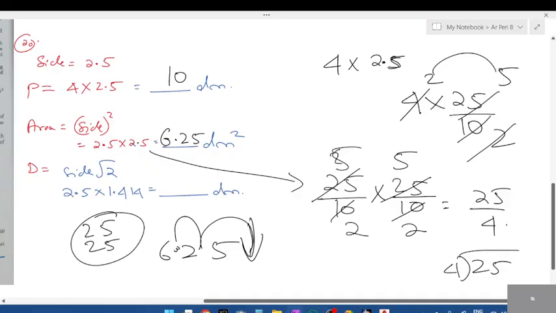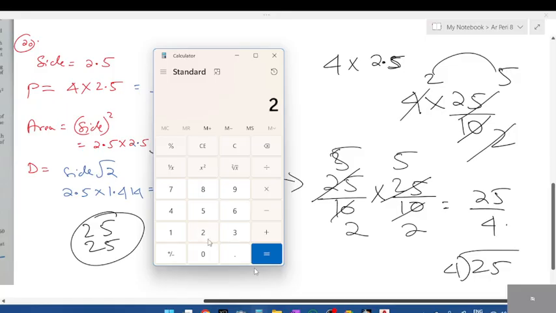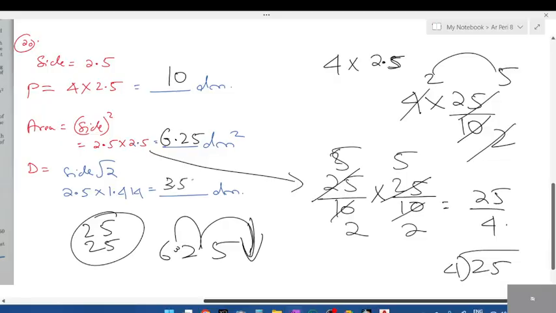Okay. So last part, 2.5 into 1.414. What's the answer you got? Okay. 1.414. 3.535 is the answer. Yeah. Okay. Go through the formulas.